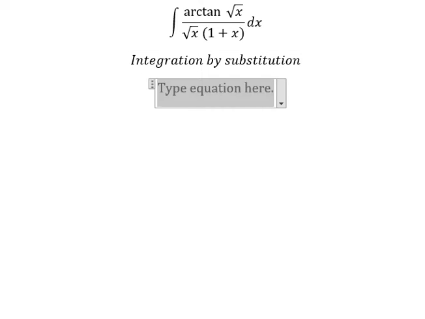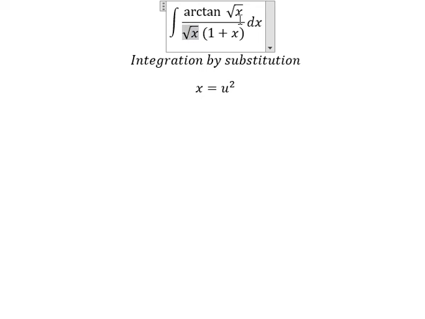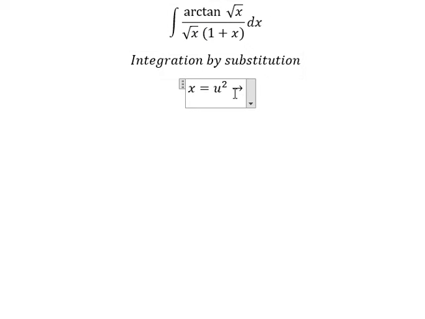So I will put x equals u square, because if I put u square here and here, we can cancel the square root. After that, we do the first derivative for both sides. The first derivative of x, you get 1, so we have dx. The first derivative of u square, we have 2u du. So number 1, we can simplify like this.